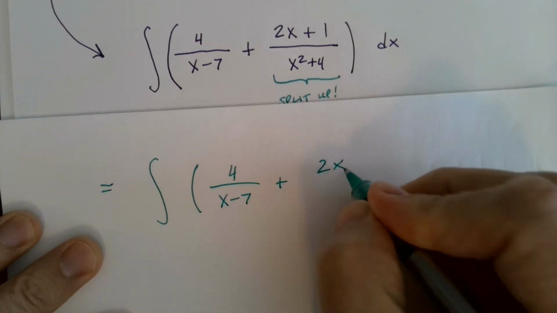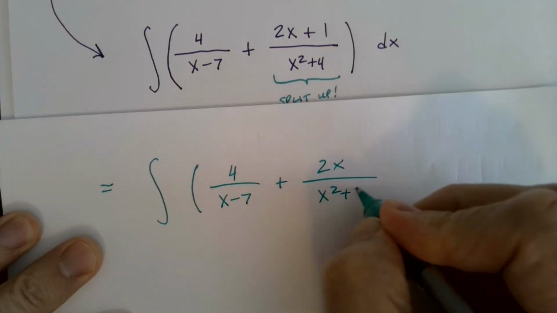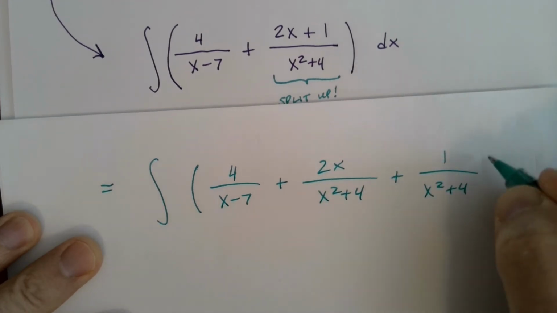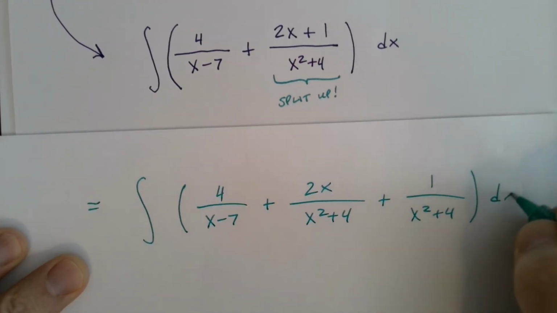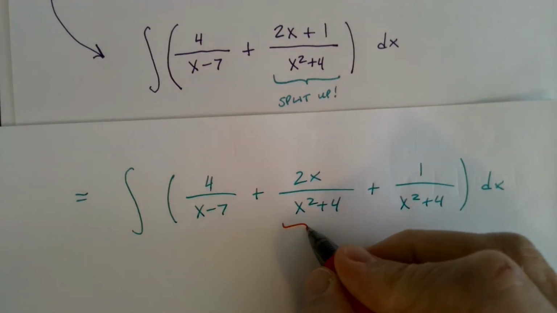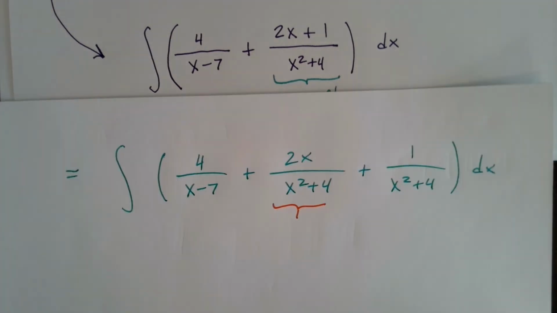So 2x over x squared plus 4 plus 1 over x squared plus 4. Okay, now, this one here. How can I do this one?